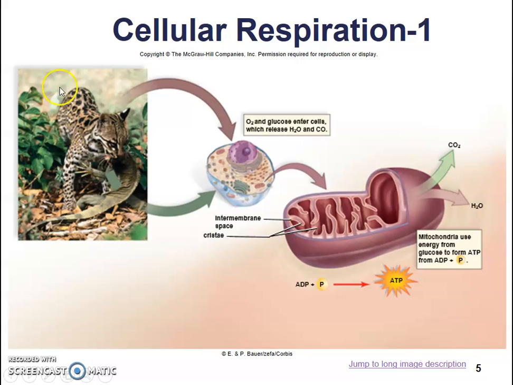Here we have a leopard of some kind, a zoomed in view of its cell, and an even further zoomed in view of the mitochondria. This is where most cellular respiration occurs. So we are making ATP from ADP. So the whole process of cellular respiration, the goal is to stick as many phosphates on as many ADP molecules as we can.